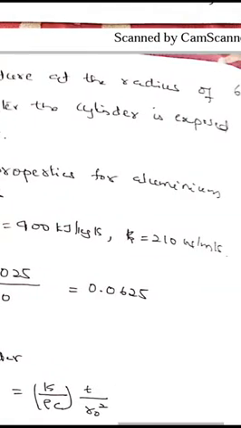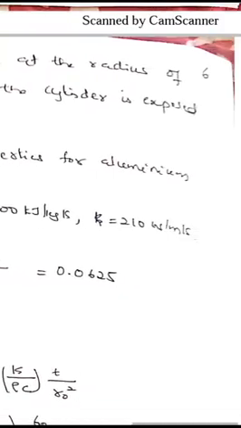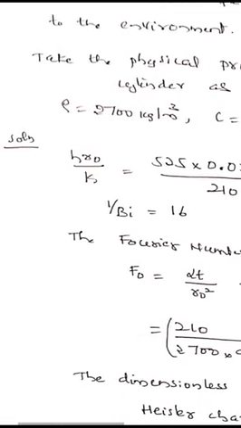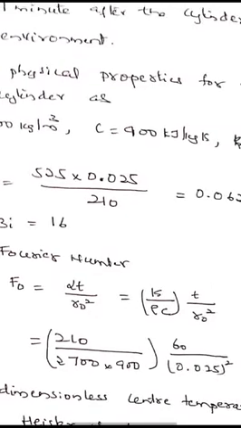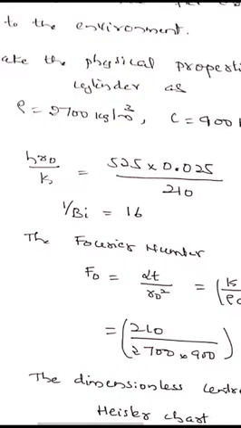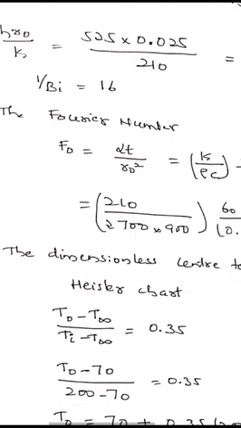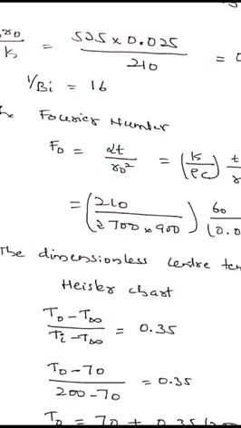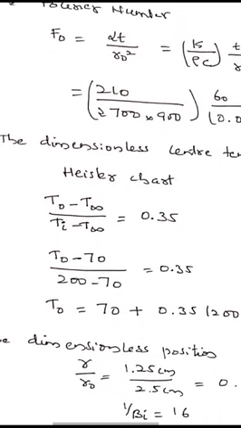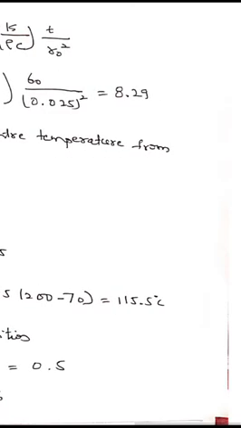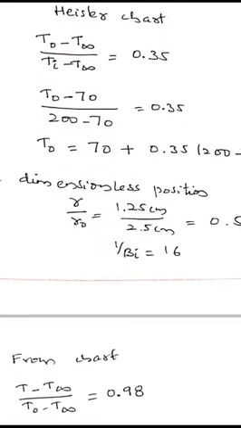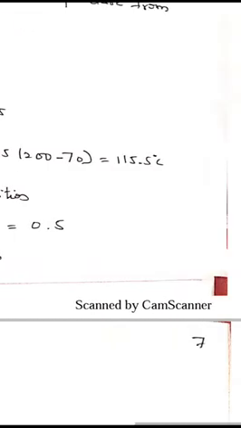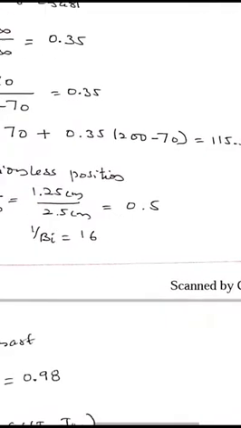Take the physical properties of aluminum as rho, Cp, k given. Now again you find h R0 by k as 0.0625, which is 1 by Bi, and the Fourier number Fo equals alpha t by R0 square. We find the dimensionless center line temperature from the Heisler chart as T0 minus T infinity by Ti minus T infinity equal to 0.35, and we get the center line temperature as 115.5 degrees centigrade.